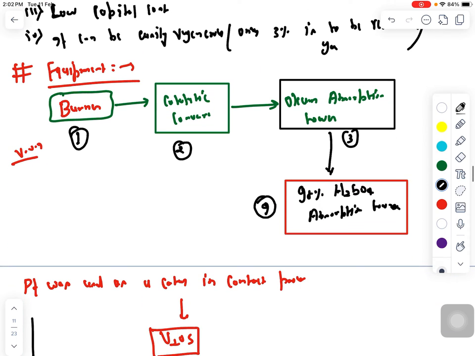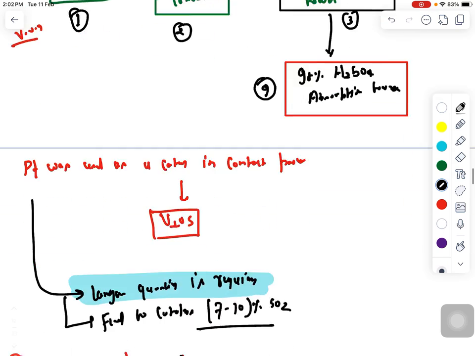These are the equipments used to produce H2SO4: the Bernal catalytic converter, the oleum absorption tower, and the concentrated, that is 98% H2SO4, absorption tower. This process happens in series. So if a question is asked from this topic to arrange these in series, series wise, you can use this.